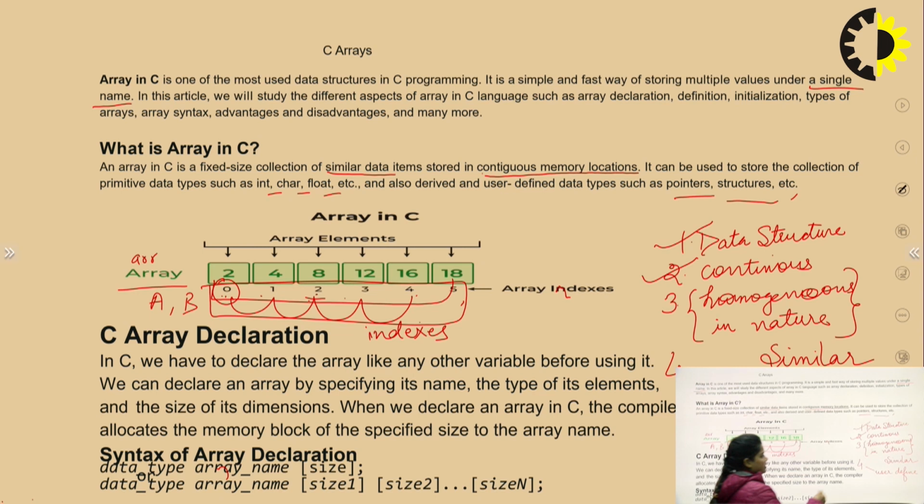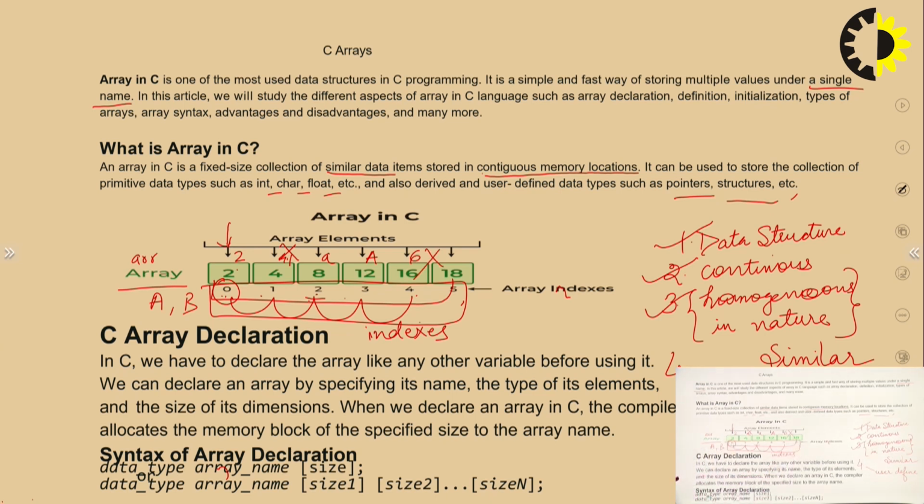Now, third is homogeneous in nature. What is homogeneous? Homogeneous means if you are storing elements in integer form, then you have to store them in a continuous way, but in integer form only. You cannot do, let's say, if here is 2, then here is 4.1. No, this is not allowed, right? Or here is A and then again 6. No, that is also not allowed.